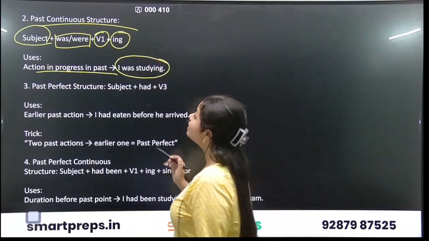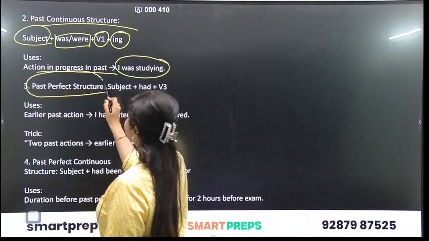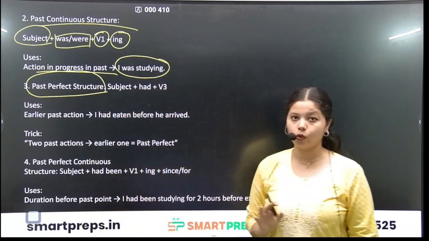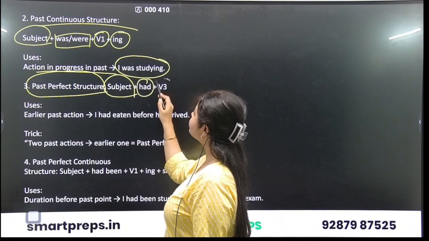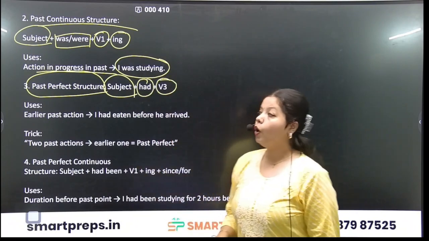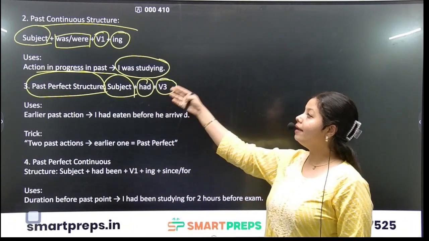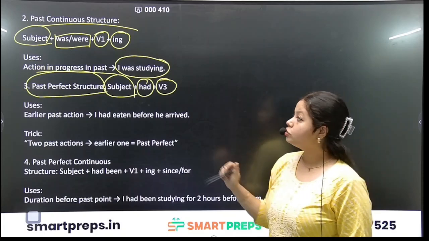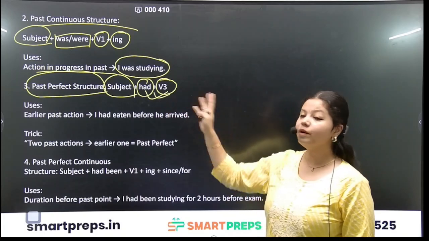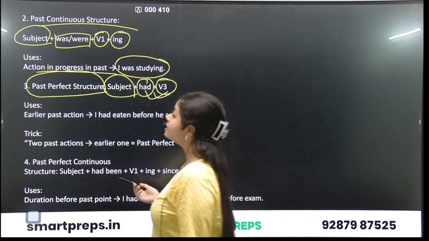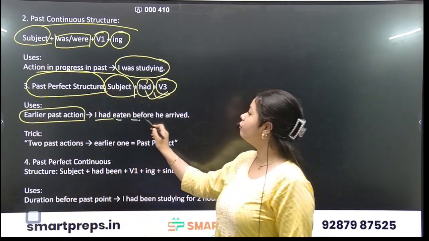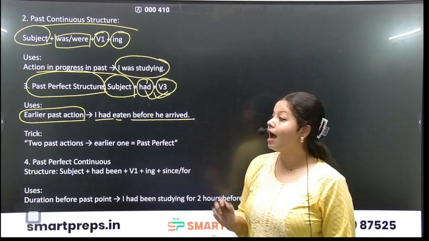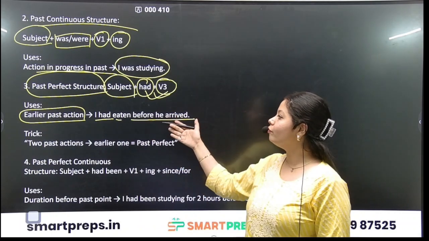Okay. The third type is past perfect. What will be the structure? Subject plus had plus verb 3. Okay. Subject plus had plus verb 3. So had is there. So past perfect. Now uses is when? Earlier past action. I had eaten before he arrived.